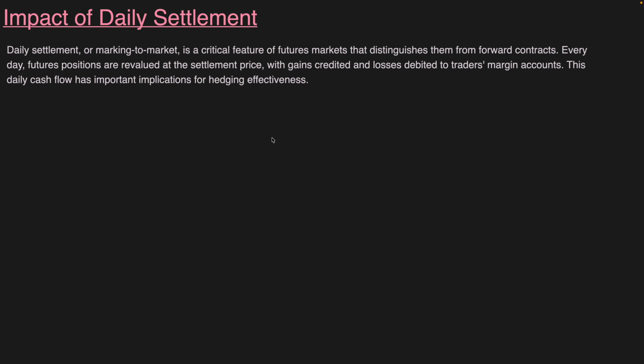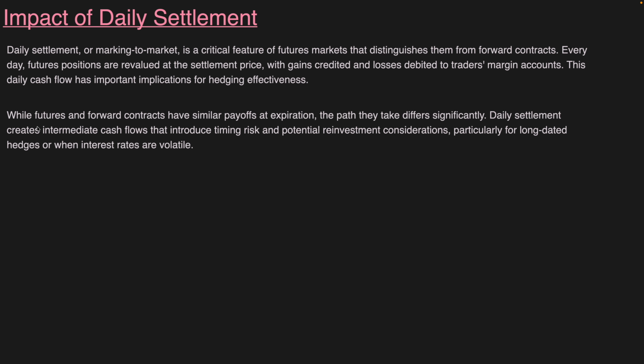Let us see what is the impact of daily settlement. Future contracts are always settled as mark to market. Every day the future contracts are going to be settled. If today's closing price is less than yesterday's closing price and you have taken a long position, you will be at a loss, and that much money will be taken out from your account. And if yesterday's closing price is less than today's closing price, then if you have taken a long position, that much amount of money will be credited to your futures account. So gains are credited and losses are debited to the trader's margin account.